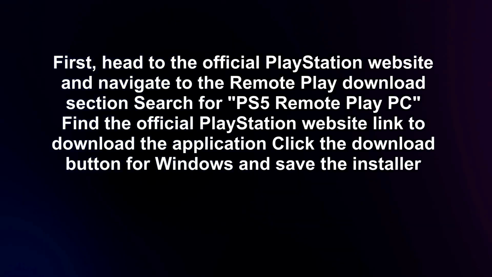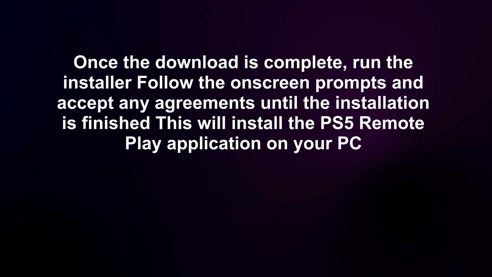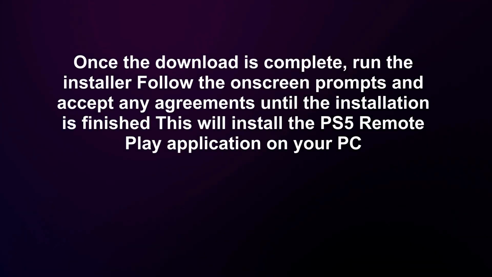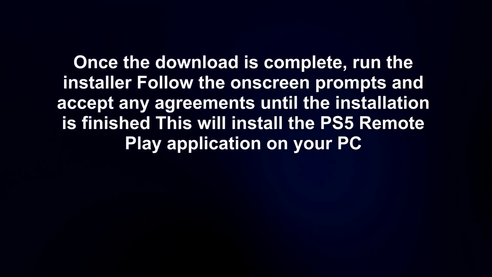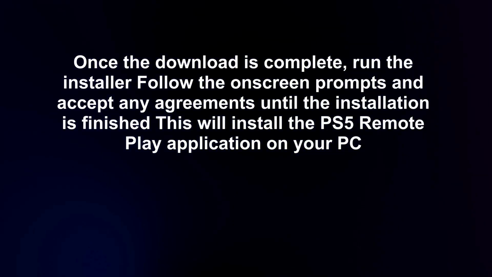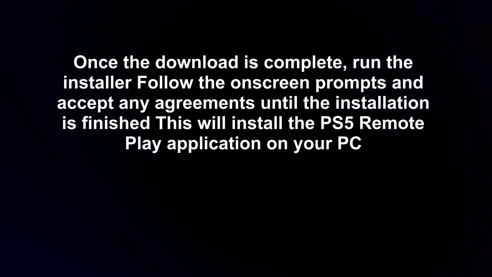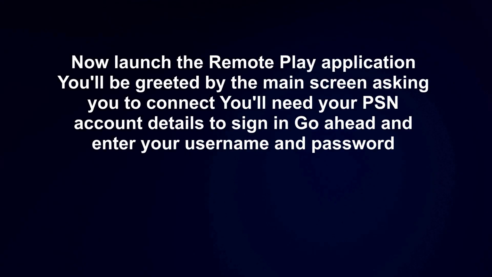Click the download button for Windows and save the installer. Once the download is complete, run the installer, follow the on-screen prompts and accept any agreements until the installation is finished. This will install the PS5 Remote Play application on your PC. Now launch the Remote Play application.